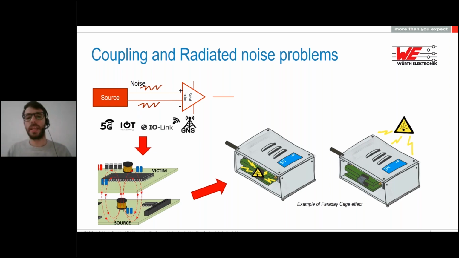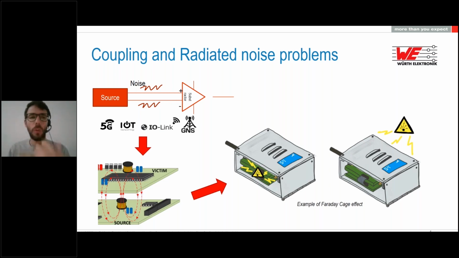So this can be applied also at board level shielding. It doesn't have to be only housing. We can apply it also directly on the PCB to shield special zones or areas that could be sensitive to external signals.